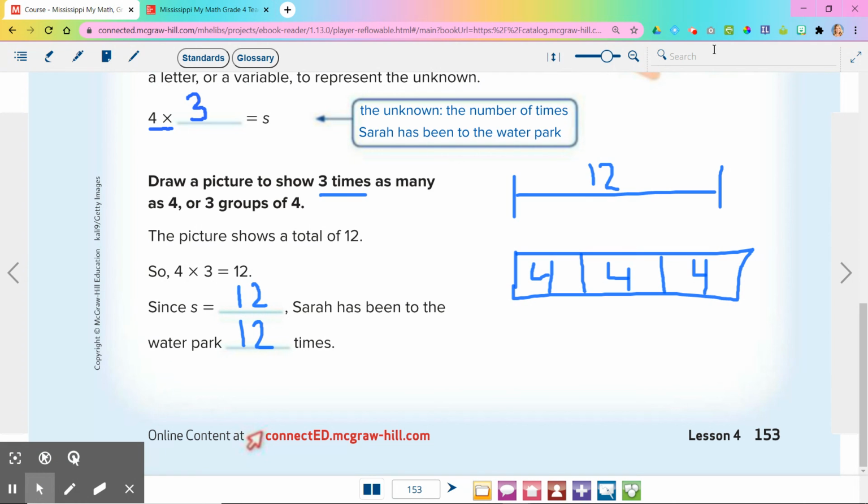All right, that was our first example. I'm going to end this, and then we'll talk about our next example together.